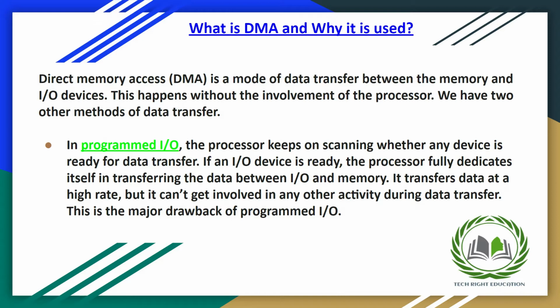In programmed input output, what does the processor do? The processor scans whether any device is ready for transferring the data or not. If it is ready, then the processor fully dedicates itself to transferring the data between memory and peripheral devices. It transfers data at a very high speed, but it can't get involved in any other activity during data transfer. So this is the limitation of programmed input output.